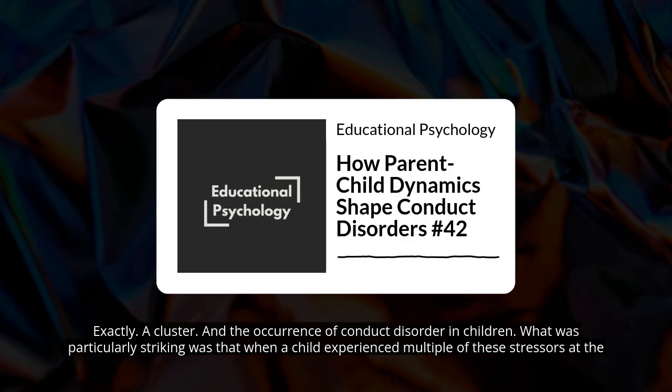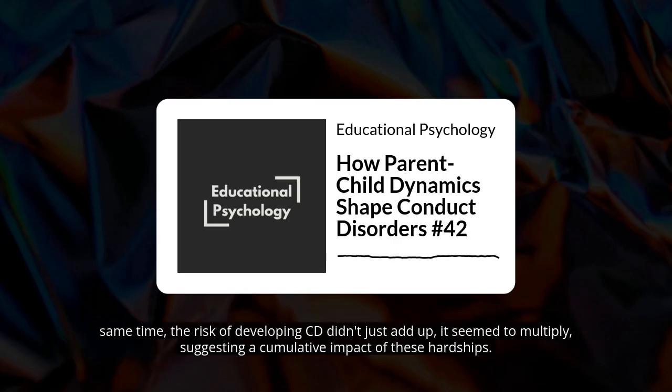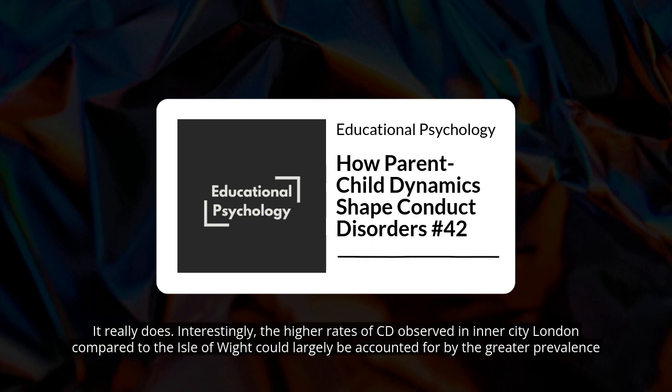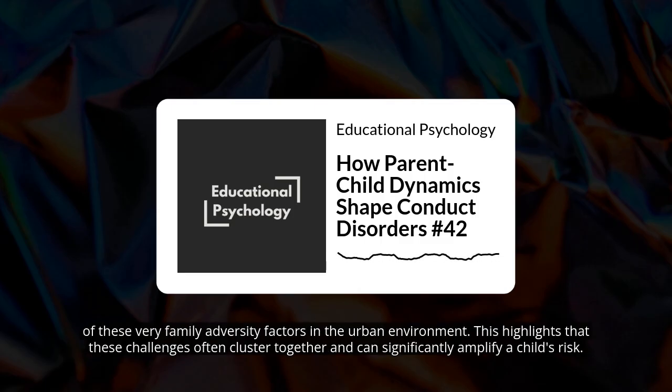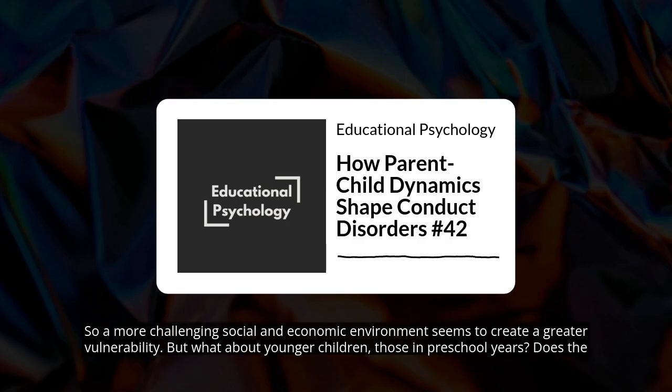What was particularly striking was that when a child experienced multiple of these stressors at the same time, the risk of developing CD didn't just add up, it seemed to multiply, suggesting a cumulative impact of these hardships. Wow, so it compounds. It really does. Interestingly, the higher rates of CD observed in inner-city London compared to the Isle of Wight could largely be accounted for by the greater prevalence of these very family adversity factors in the urban environment. This highlights that these challenges often cluster together and can significantly amplify a child's risk. So a more challenging social and economic environment seems to create a greater vulnerability.